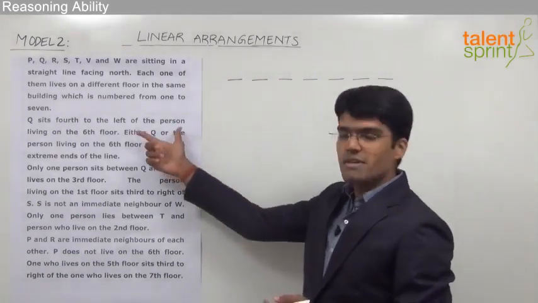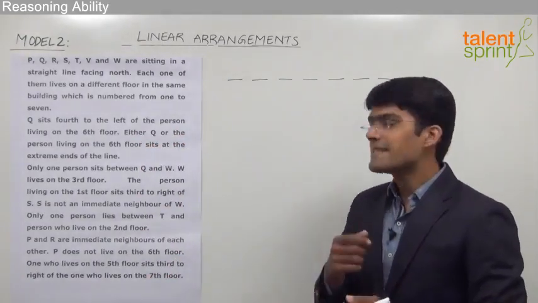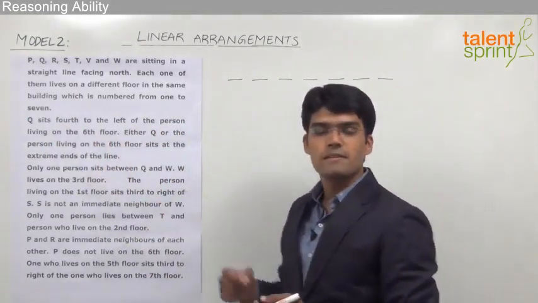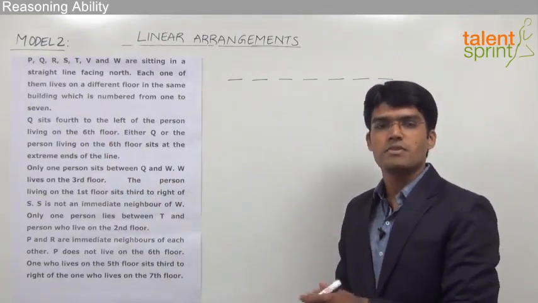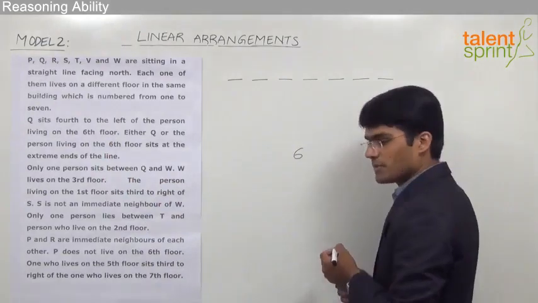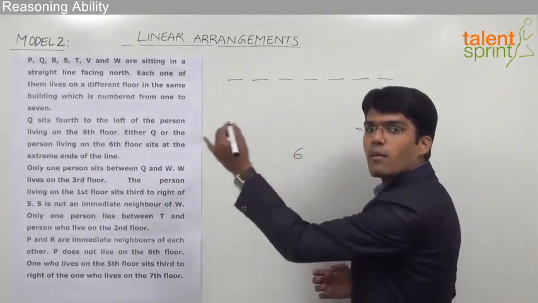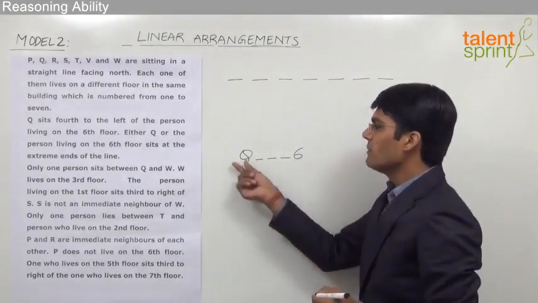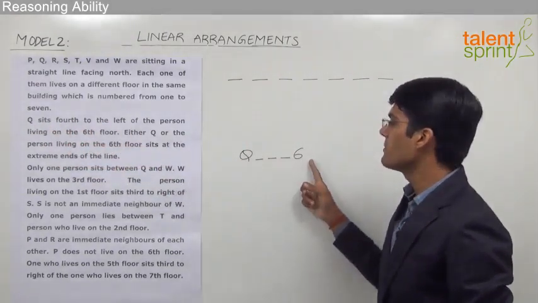Let us now read the statements one by one and try to find out the possible arrangement. The first statement here is Q sits 4th to the left of the person living on 6th floor. As we know that when persons are facing north, left of the person should be towards our left. If the 6th floor person is in this position, Q should be towards left of this person, which is nothing but our left. So 1, 2, 3 and 4 places away will be Q. This justifies the first statement.